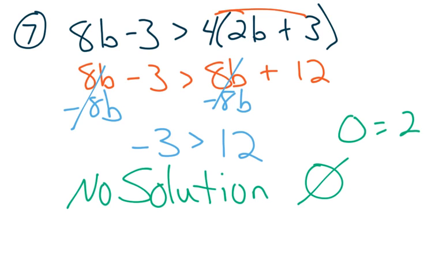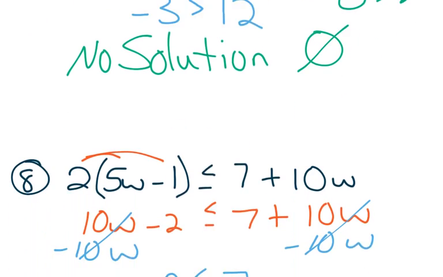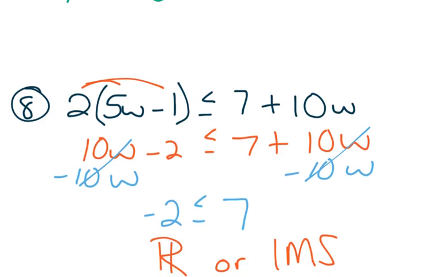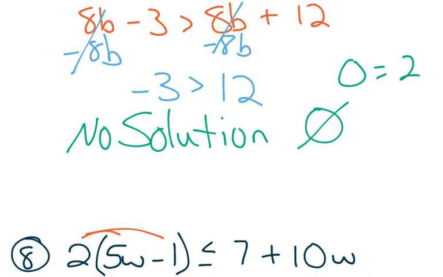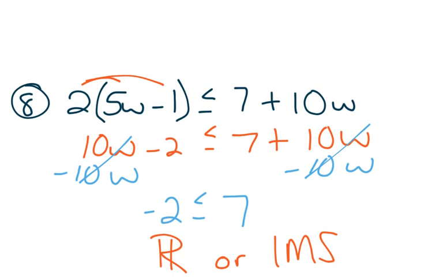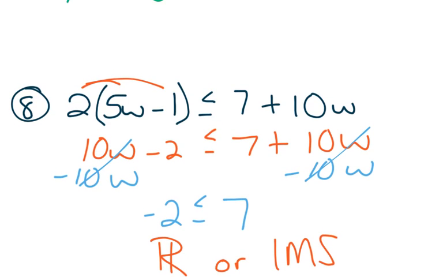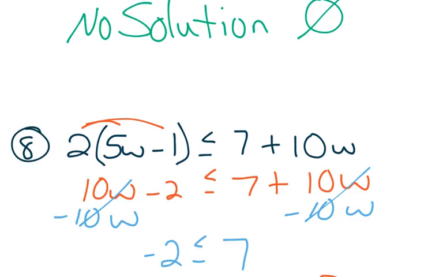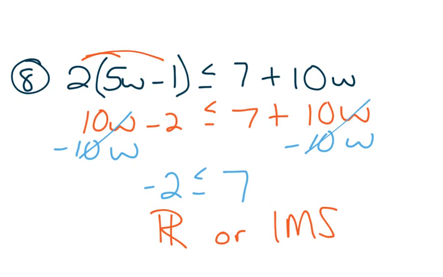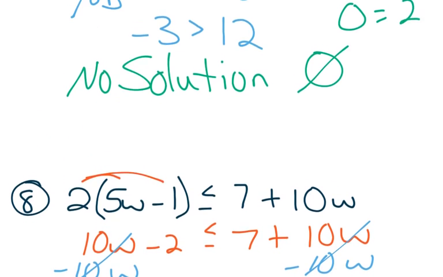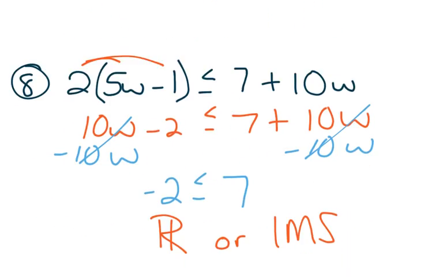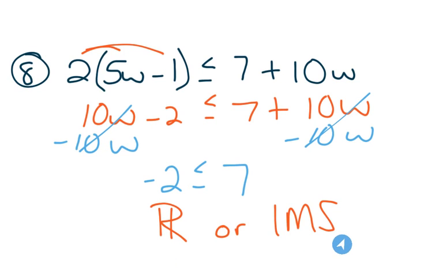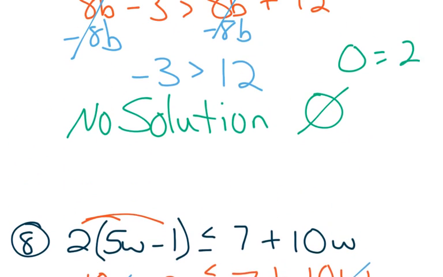Or again, the shorthand, 0 with a slash through it. Both examples here, I did not have something that was the same on both sides: negative 3 is greater than 12, negative 2 is less than or equal to 7. Just because they don't match, you have to ask yourself, is this a true statement? Because if it is a true statement, like number 8 down here, then your answer is still all real numbers or infinitely many solutions. Just because they don't have the same number doesn't mean it can't be one of those two answers. The question has to be, is it a true statement? If it's true, then it's all real numbers or infinitely many solutions. If it's false, then it's no solution.